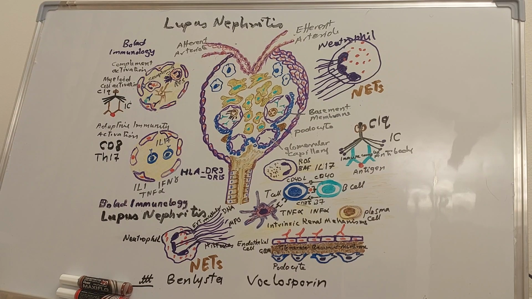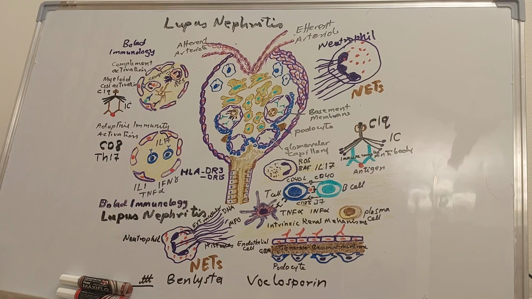And lupus nephritis occurs in 5 out of 10 adults with systemic lupus erythematosus, and in the case of children with SLE, actually 8 out of 10 will have kidney disease.